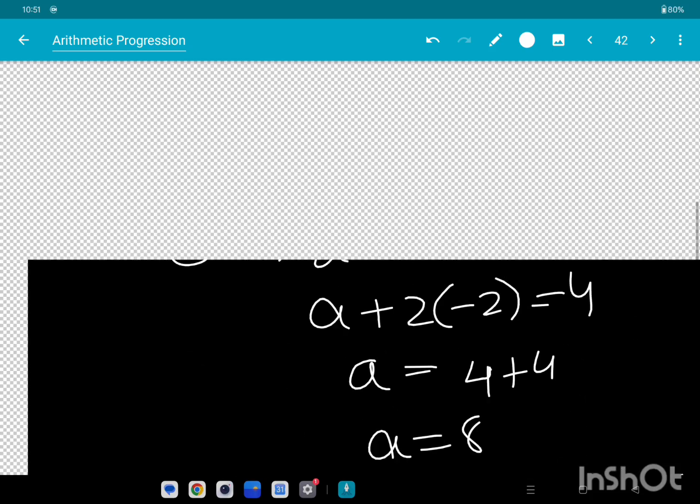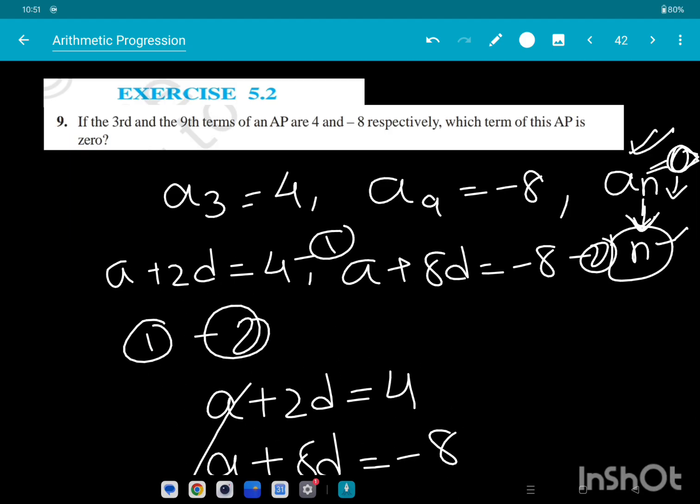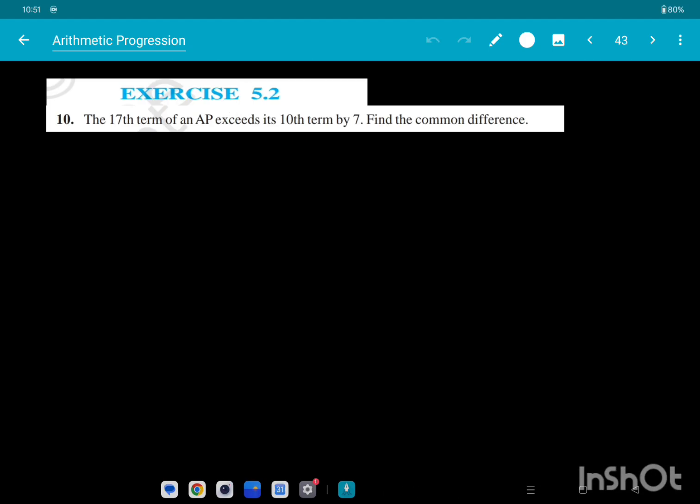This is the question they asked. Which term are they asking? So the term is the fifth term. Now move on to the next question.